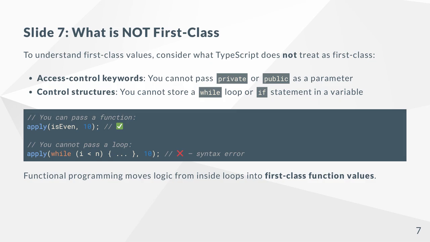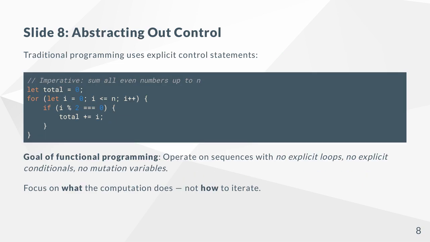Functional programming moves logic from inside loops into first-class function values. Traditional programming uses explicit control statements: for loops, if statements, accumulator variables. The goal of functional programming is to operate on sequences with no explicit loops, no explicit conditionals, and no mutation variables. Instead of describing how to iterate, you describe what the computation does. The pattern of summing even numbers becomes: filter the sequence to keep only even numbers, then reduce by addition. No loop, no index, no if statement.